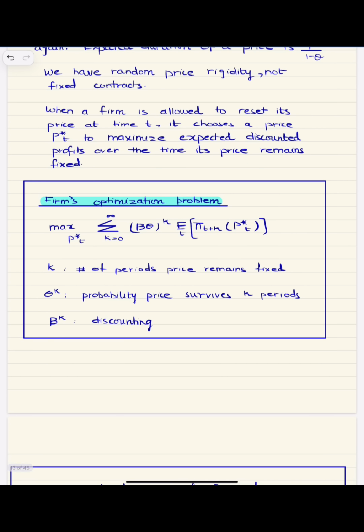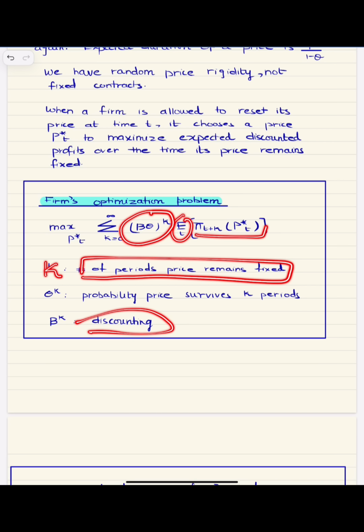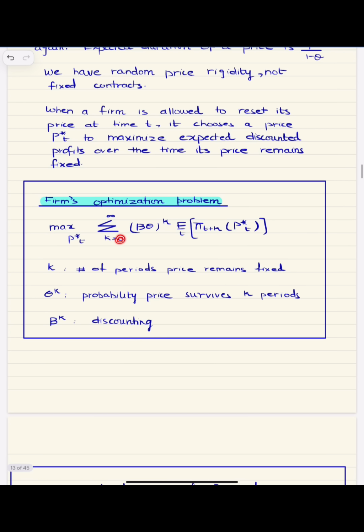It is to maximize the expected profits, and this is basically just the discount factor. It's discounting. K stands for the number of periods price remains constant. We are just taking it from 0 to infinity. Let's suppose it's actually not infinite because you are going to update your contracts, but it's just a way that they've set it. And theta k is the probability the price survives k periods.